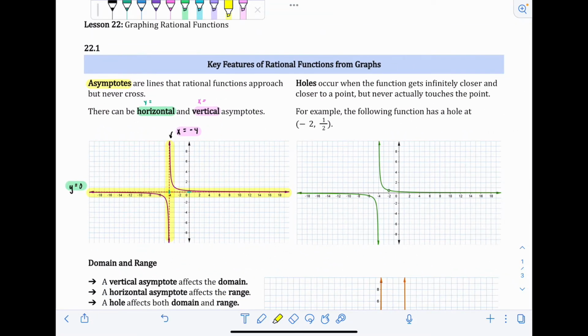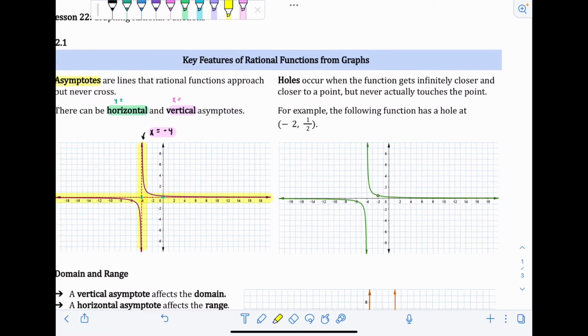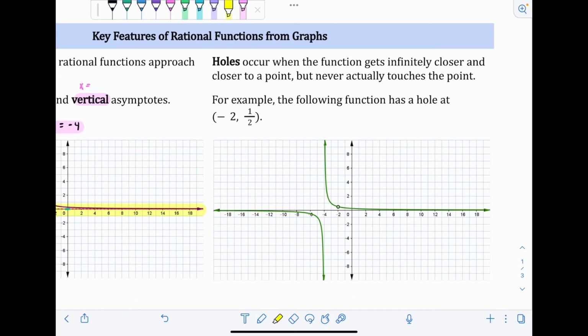Some rational functions also have something called holes, which are exactly what they sound like. On the right side of the page, holes occur when the function gets infinitely closer and closer to a point, but never actually touches the point. If we look at this graph, there's a hole at -2, 1/2 right here. With asymptotes, you have boundary lines that your graph will never cross or touch. A hole is more of a specific point that your graph will never touch. The graph will go through, but there will be a gap there, essentially a hole.